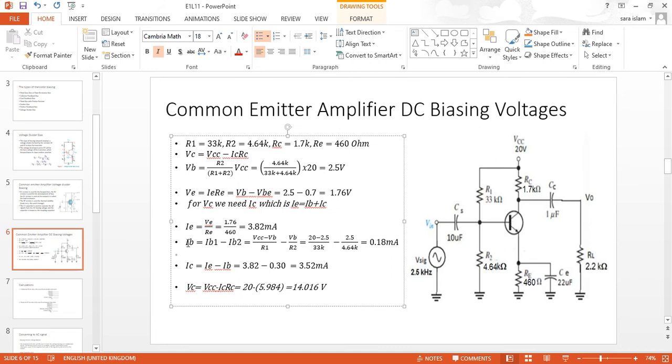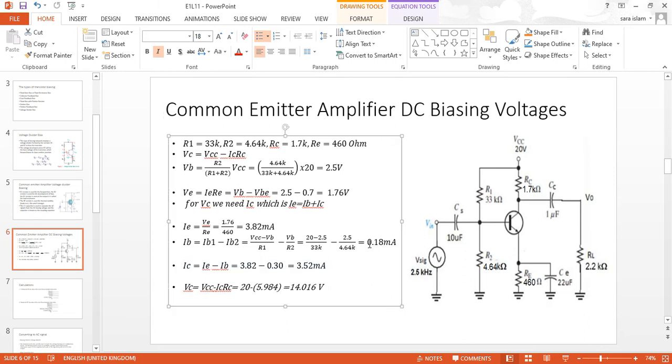So we can write IB1 equal to VCC minus VB divided by R1, and for IB2 we write VB divided by R2, right? So these are the two parts. And when we put all the values of VCC minus VB divided by R1, the whole equation minus VB divided by R2, it is equivalent to a current of this value, 0.18, which is the IB current.